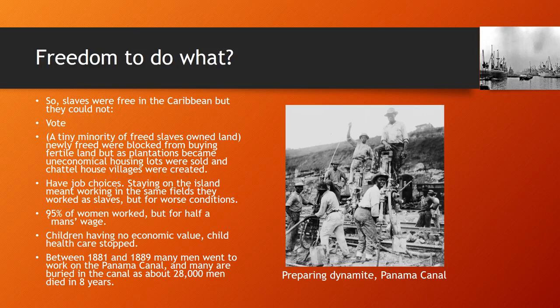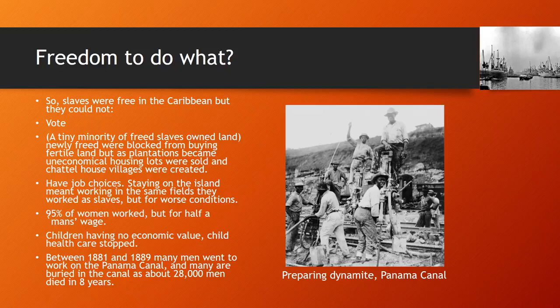The freed slaves didn't have job choices. If they stayed on the island, that meant working for the plantocracy, not only in the old jobs they had, but in worse conditions, because now they had no economic value to the plantocracy. 95% of the women on the island worked, black women, but they only worked for half the wage of the men. And because children under 6 weren't even apprentices, there was no health care and no education, because the plantocracy had no reason to look after them.